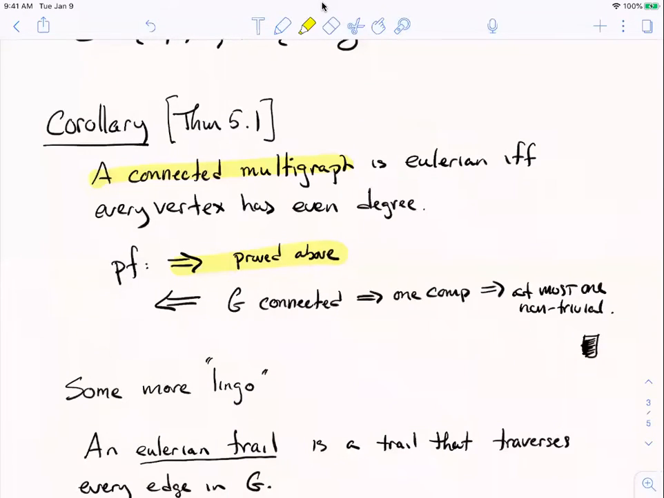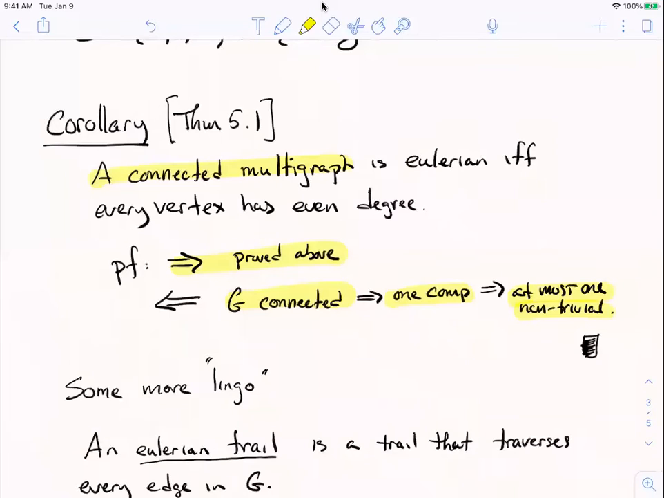To convince you that the theorem we just proved proves this theorem: if G is connected, and we've already proved our theorem above, then it has exactly one component. So in particular, it has at most one non-trivial component. It has exactly one. So connected graphs fall into our theorem. So there you go. There's Euler's characterization of Eulerian graphs.